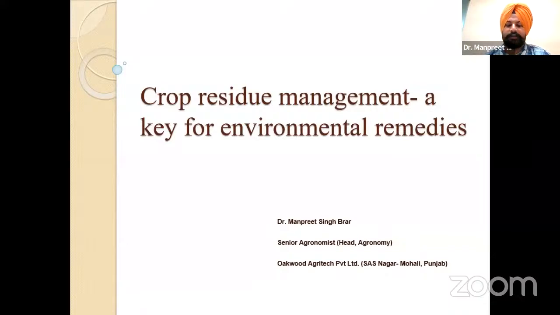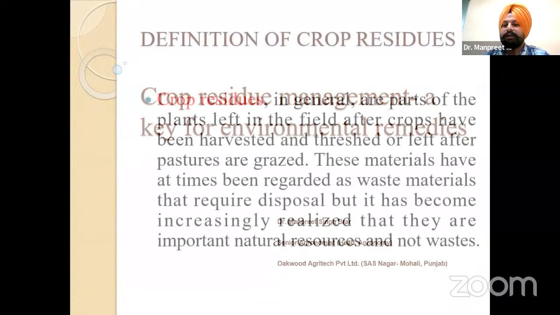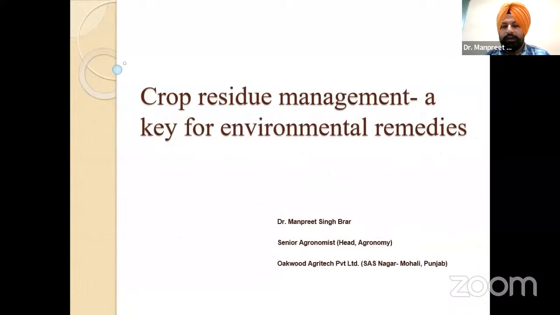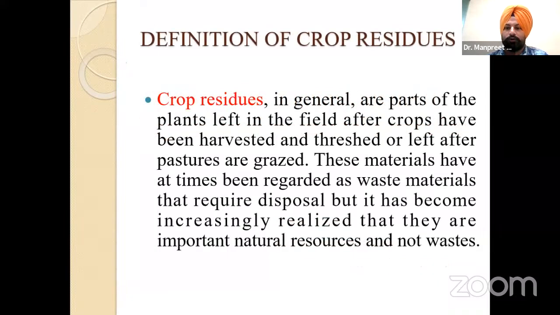Okay. I'll start with crop residue management. As all of you know, in about 1.5 months, everyone will be talking about crop residue management. This is one of the most burning topics in the life of farmers, scientists, as well as agriculture entrepreneurs: how to handle the crop residue so that we can properly manage it and decrease environmental hazards like air pollution, water pollution, and soil pollution. So first we will start with, what is crop residue? Crop residue is basically any part of the plant which is left in the field after the crop has been harvested.